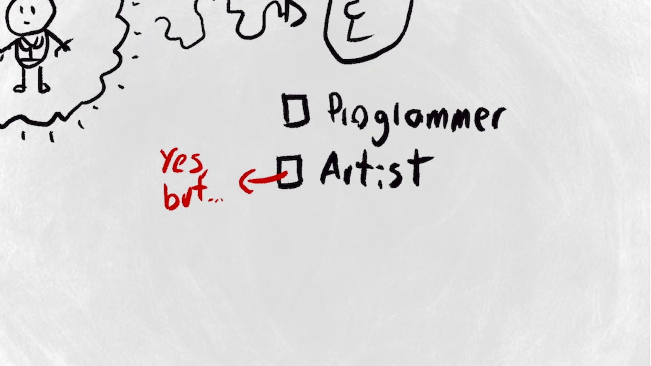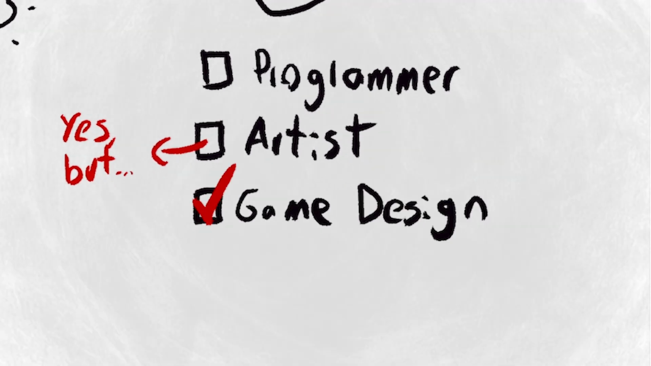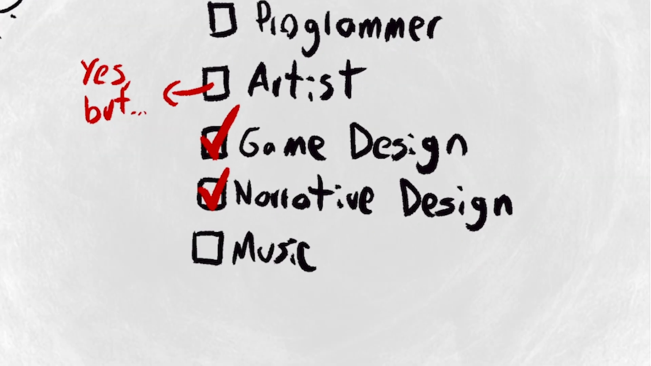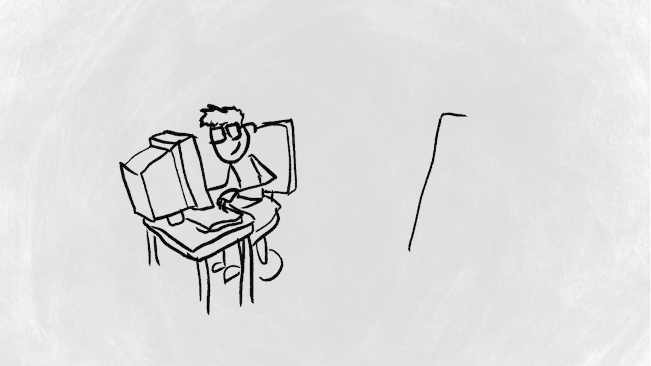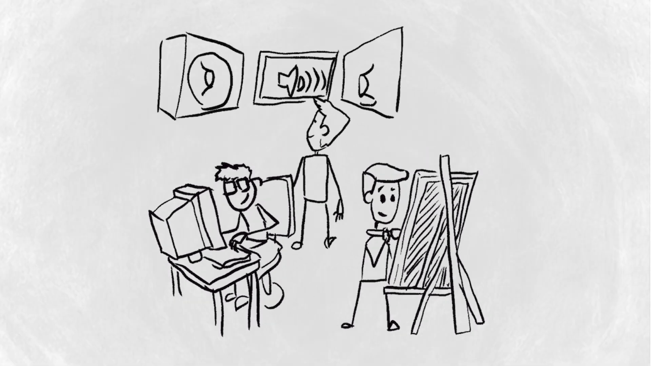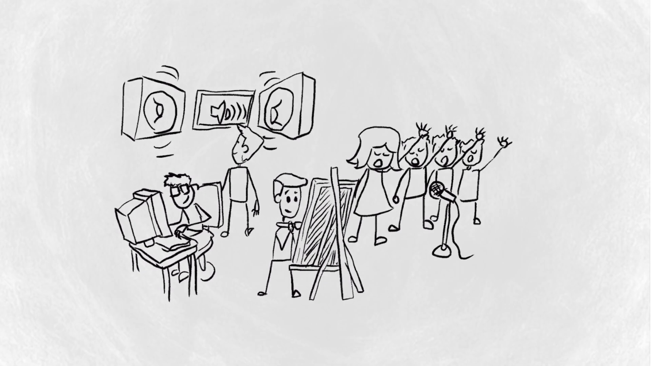So step 1 was identifying my strengths. I'm good at game design, narrative design, and I can compose music. Step 2 was to figure out who else I need. I needed one programmer, one artist, a music guy to help me with the mixing, and at least 4 voice actors. So this is where self-financing a game can become quite tricky, because if you're not careful, costs will just pile up.